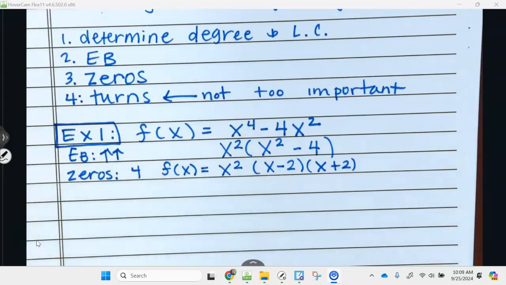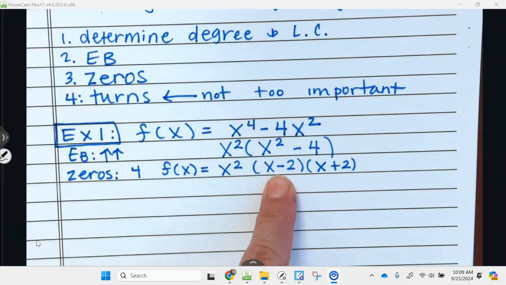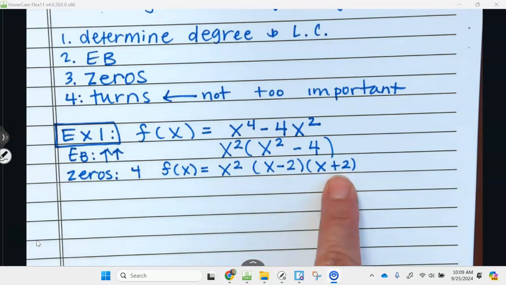Now remember, I asked you to go find those words, tangent, straight, and change in concavity, because all of that stuff applies to this. So you factored it. That's an x-intercept. That's going to be an x-intercept at positive 2. That's going to be an x-intercept at negative 2.